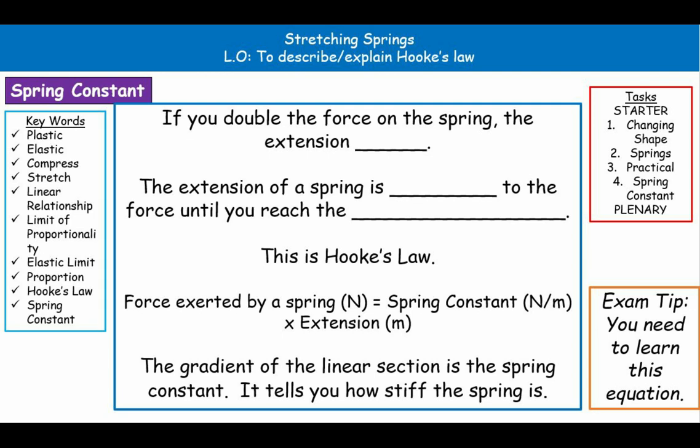The other thing that we can do from our graph is actually calculate the spring constant. Once you've plotted the graph, on that linear section, so the straight line at the beginning, if we work out the gradient of that line, then we know the spring constant. And the spring constant quite simply tells us how stiff the spring is, so how easy it is to make it extend. The higher the number, the harder it is to do that, and we have to apply more force to extend our spring.